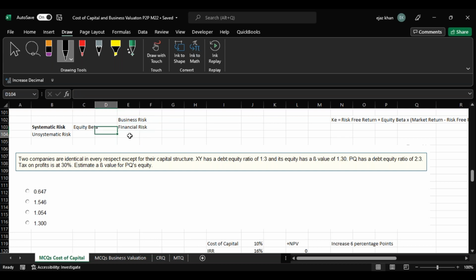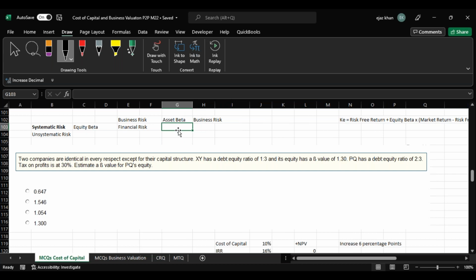There's another beta that we call asset beta. Asset beta just shows business risk. So we can say asset beta is part of equity beta. Asset beta shows business risk. It only shows business risk. Now, there is a relationship between asset beta and equity beta. And that relationship, let me show you. There's a relationship between asset beta and equity beta.